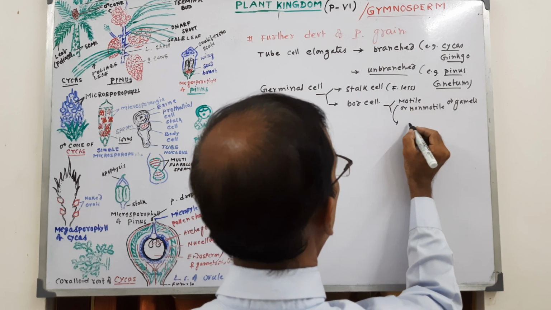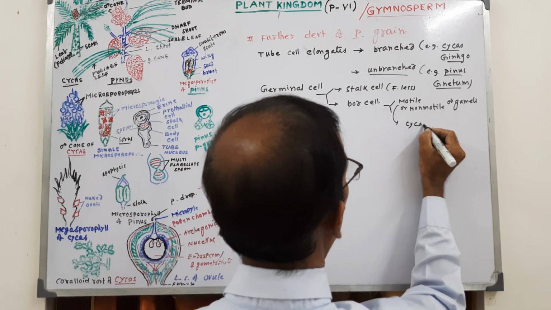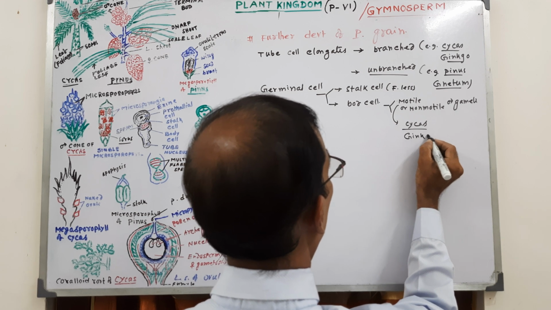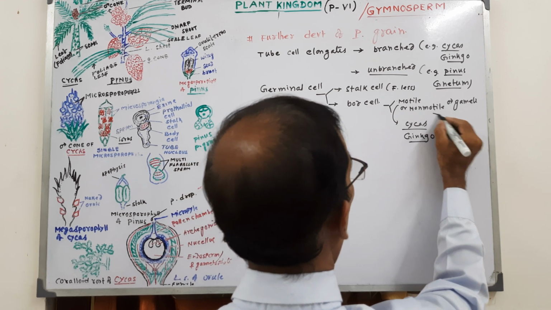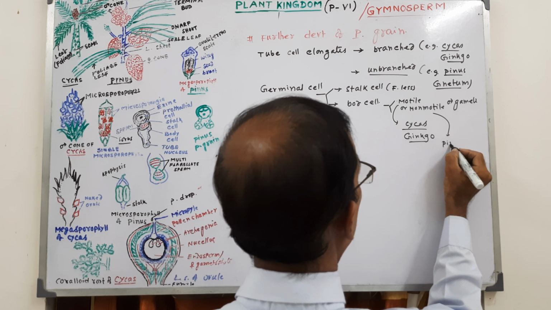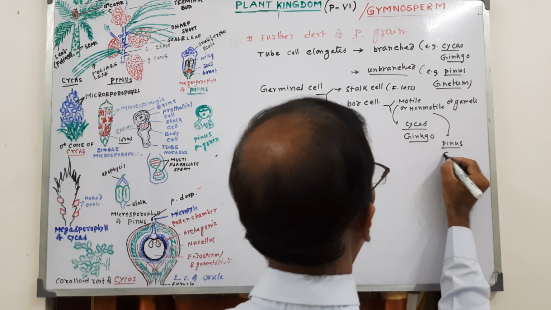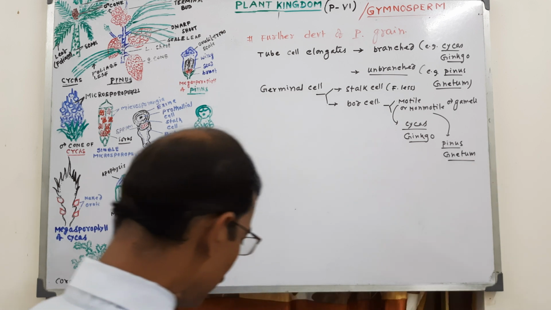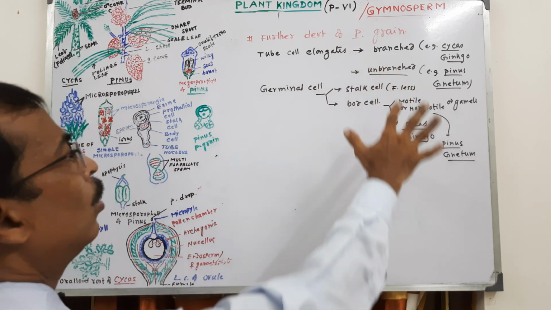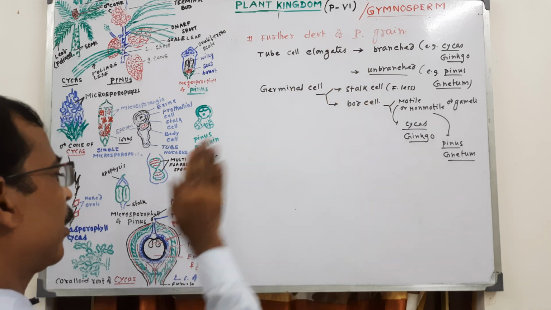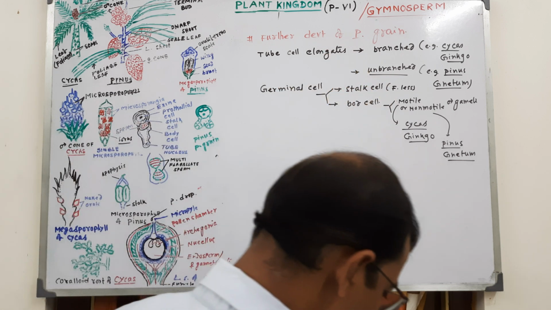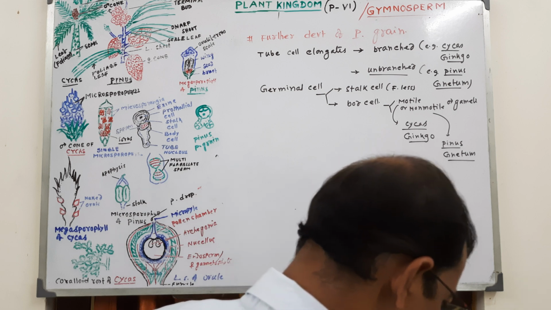Motile gametes are found in Cycas and Ginkgo, and non-motile in Pinus and Gnetum. In this way, full development of the gametophyte takes place over the ovule. Next we study pollination.